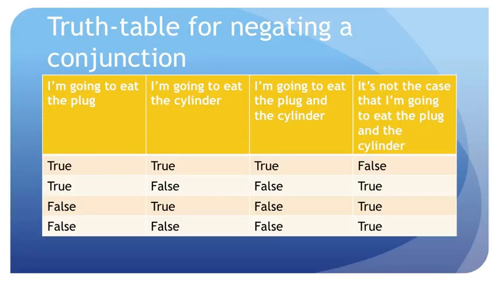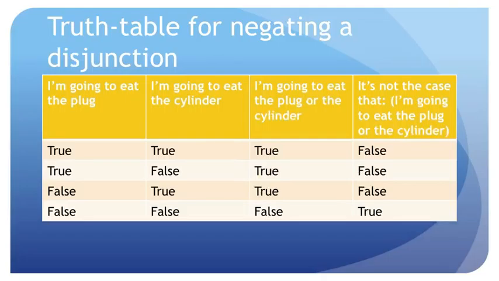So if we apply negation to that proposition, what do we get? We get a proposition that's going to be true in 3 out of 4 possible scenarios. It's going to be true whenever both of the conjuncts are false, and it's going to be true whenever either one of the conjuncts is false. The only situation in which that proposition is going to be false is when both of the conjuncts are true.